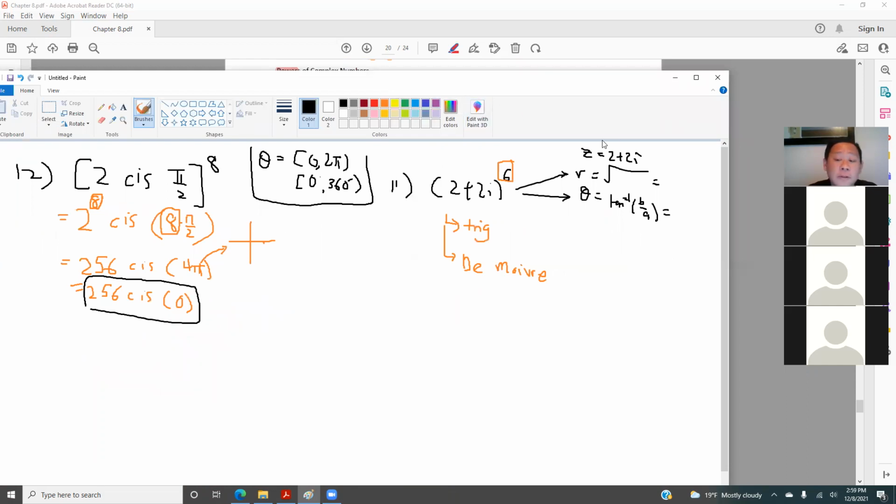Where is it in this case? Quadrant 1. It's 64 plus 64? No. Do not distribute your 6. We just concentrate on the 2 plus 2i here. The square root of 8. So it's square root of 8, which is what if you reduce that? 2 root 2, right?